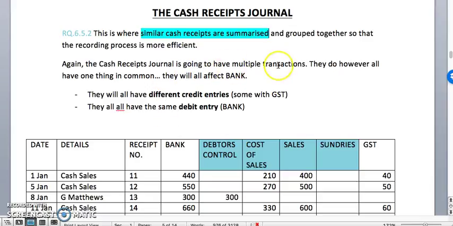That means that they all have one thing in common. They're going to affect the bank. The debit entry is bank. All the other ones are credit entries.